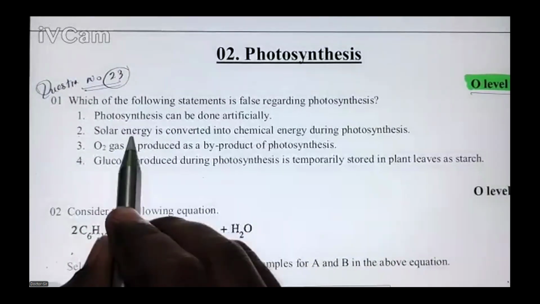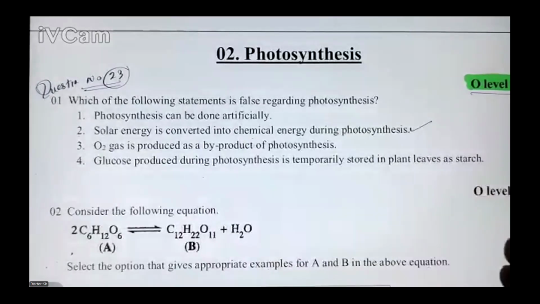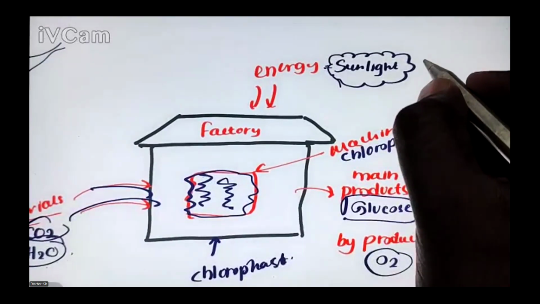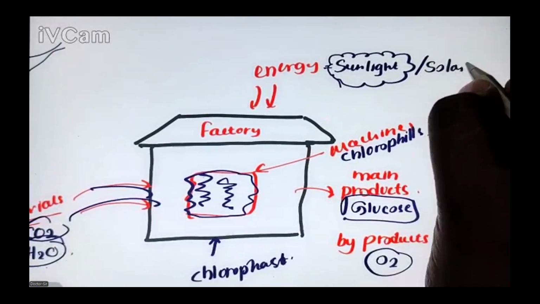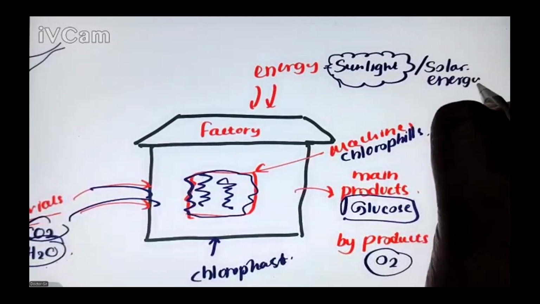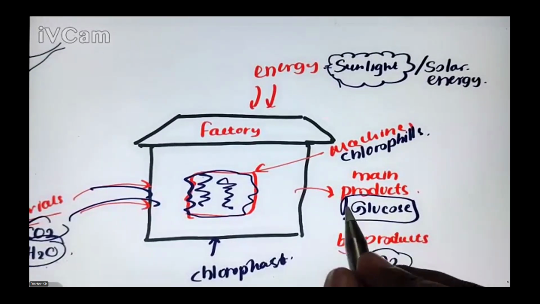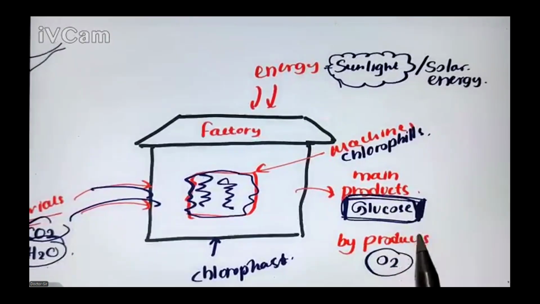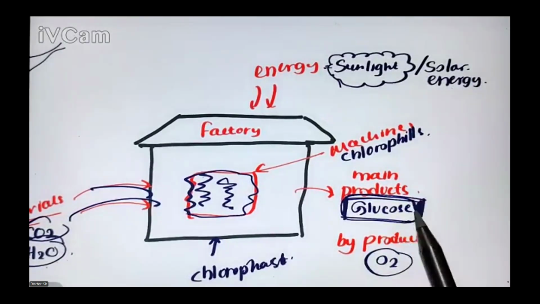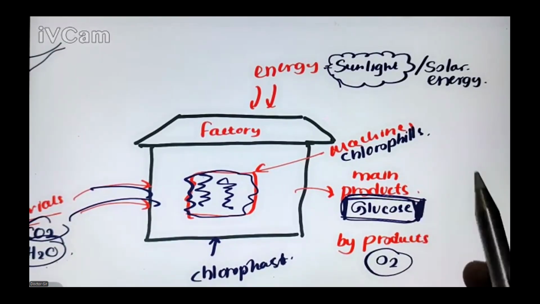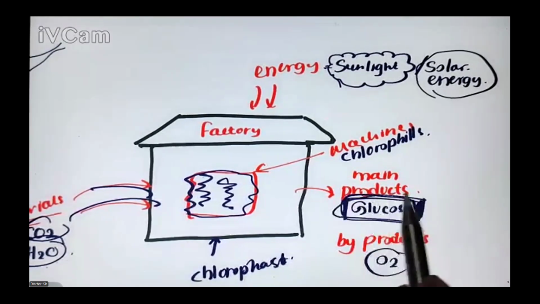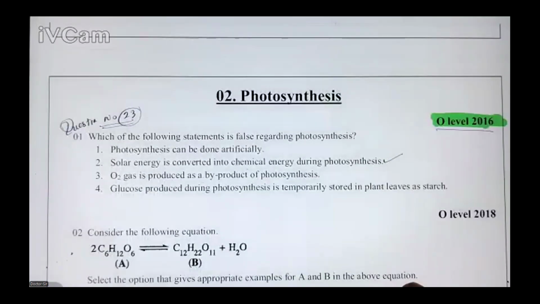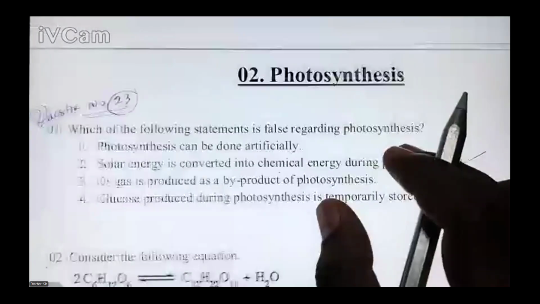Now, solar energy is converted into chemical energy during photosynthesis. That's correct. What happened here? In this factory, sunlight, or we can call it solar energy, is deposited, or converted, into glucose. So this solar energy is now deposited in glucose. That means the solar energy is converted to some sort of chemical energy. That's correct. So you can find the correct statements regarding photosynthesis.